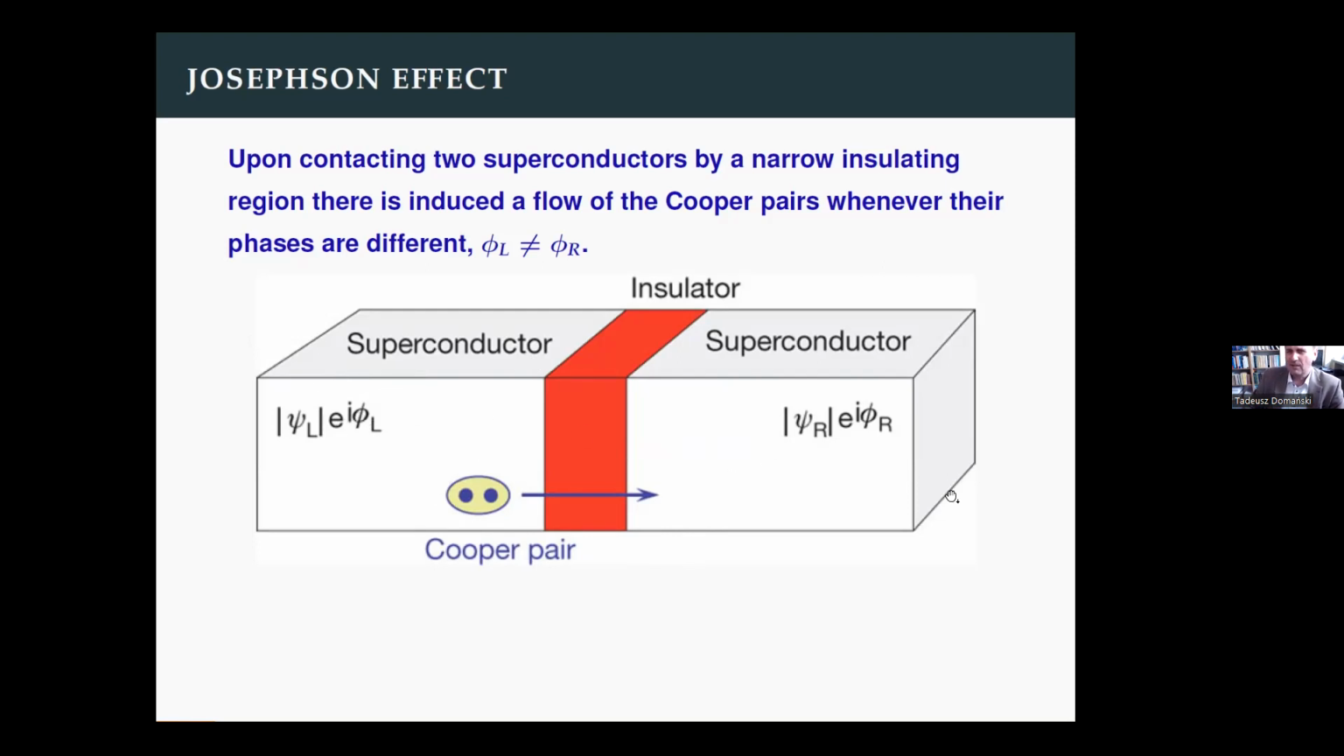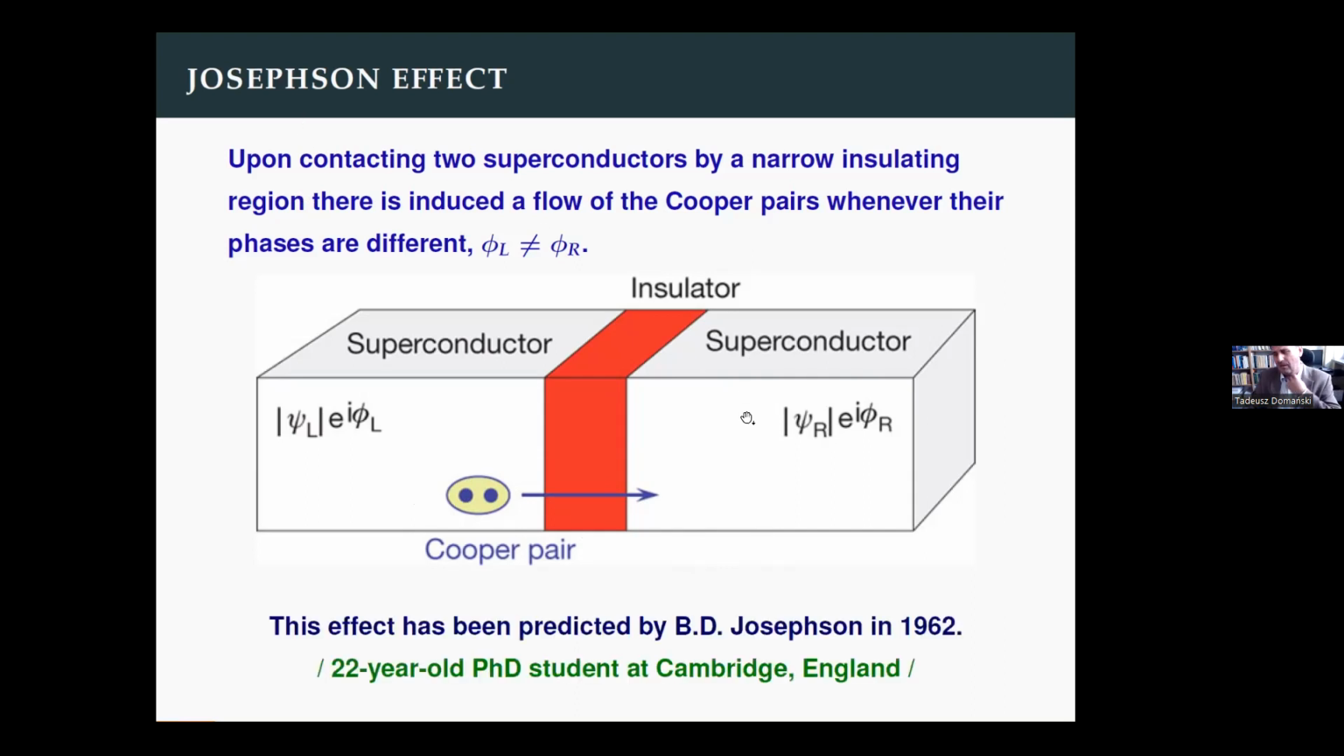And this phase on the left and the right-hand side, if they are different, this might lead to diffusion of Cooper pairs through some thin interface, and such interface can be either insulating, semiconducting, metallic. I will give you a few examples. So as far as theoretical prediction of this pretty spectacular effect is concerned, it has been predicted by Brian David Josephson in 1962 when he was a PhD student at Cambridge in England, just 22 years old, a fellow.